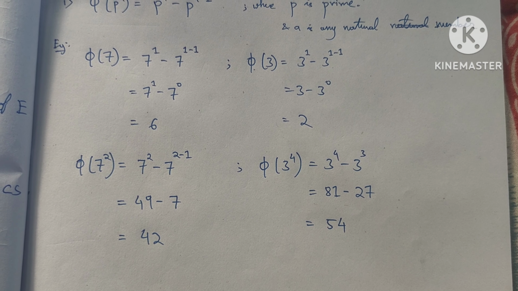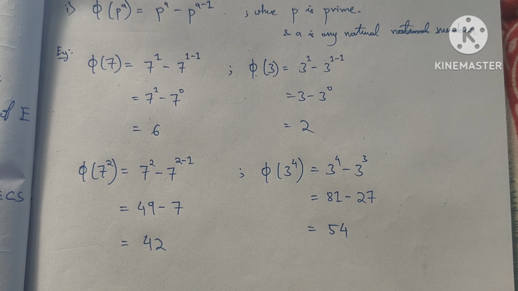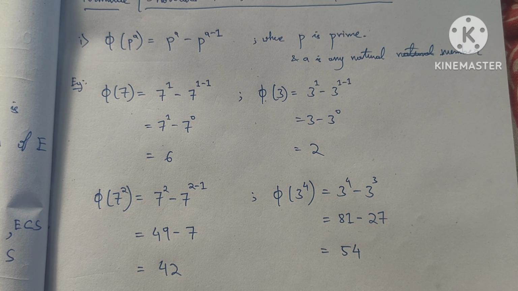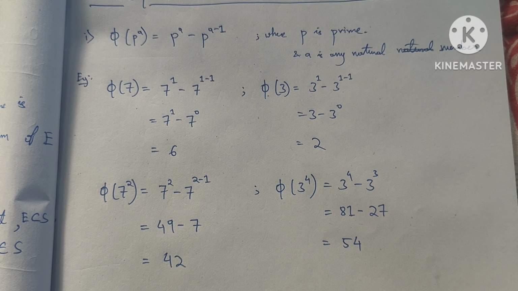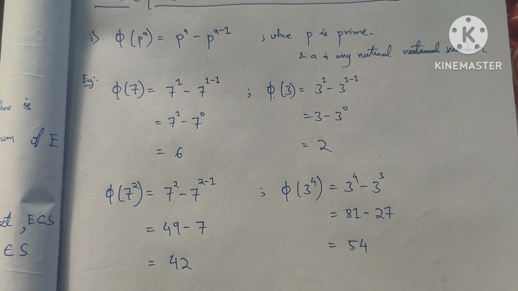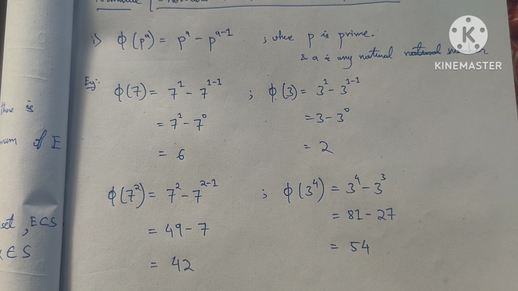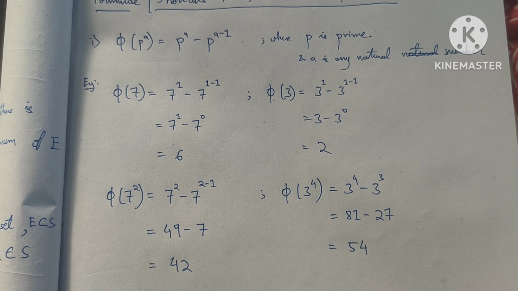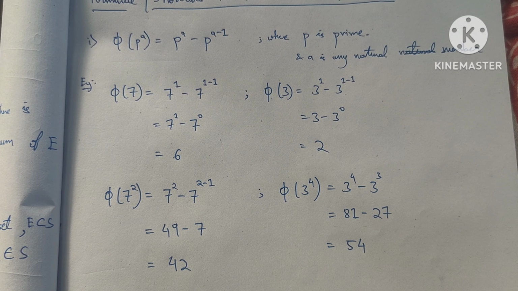Here, as you can see, I have taken two examples, phi 7 square and phi 3 to the power 4, and using the above formula I have found the values. Phi 7 square is 7 square minus 7 to the power 2 minus 1, which gives us 42. Phi 3 to the power 4 equals 3 to the power 4 minus 3 cube, which is 81 minus 27, which equals 54.